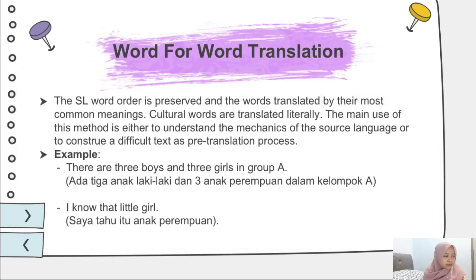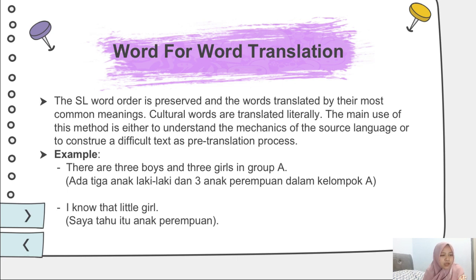Here I want to tell you about word for word translation. In word for word translation, SL word order is preserved and the words are translated by their most common meanings. Culture words are translated literally. The use of this method is either to understand the mechanics of the source language or to construe a difficult text as a pre-translation process.